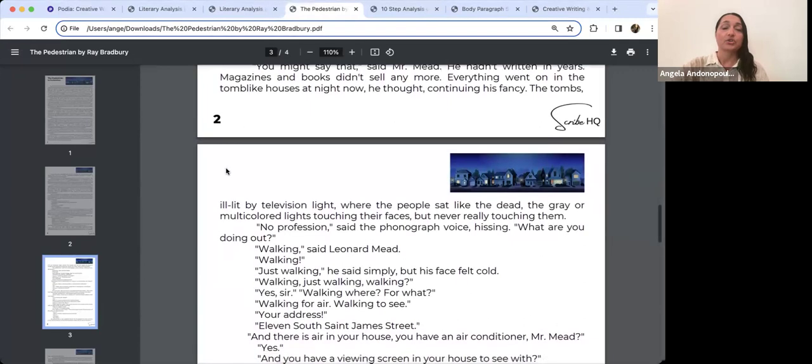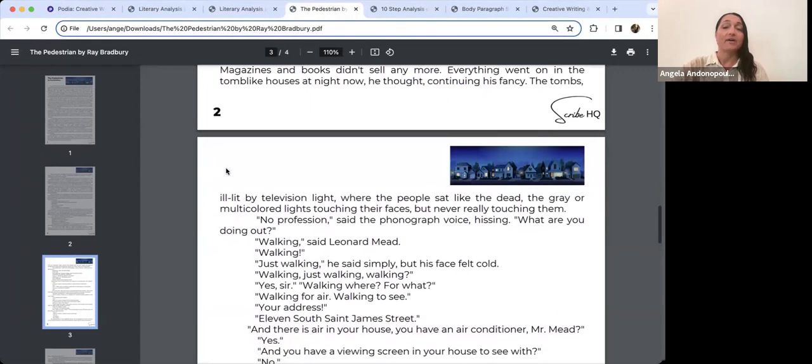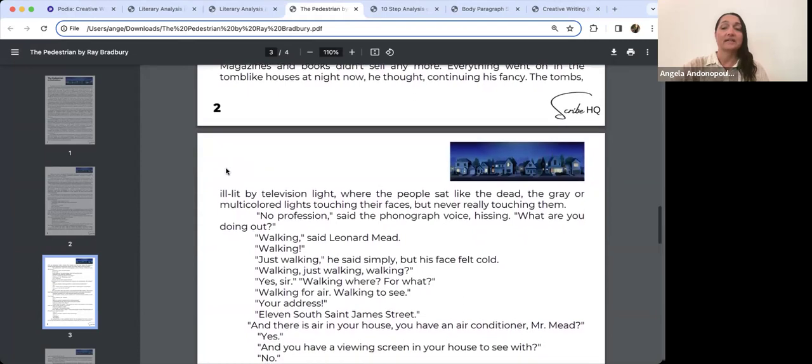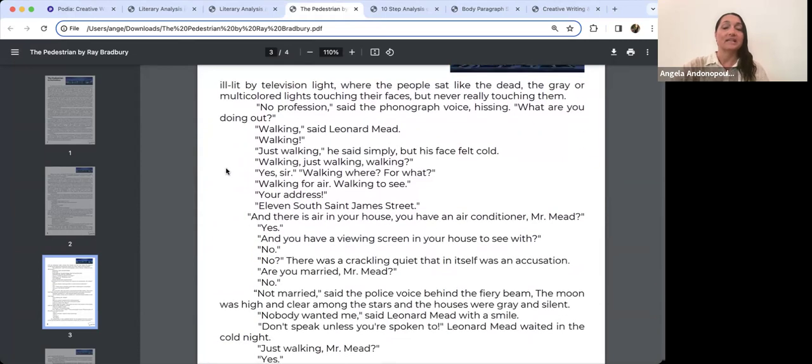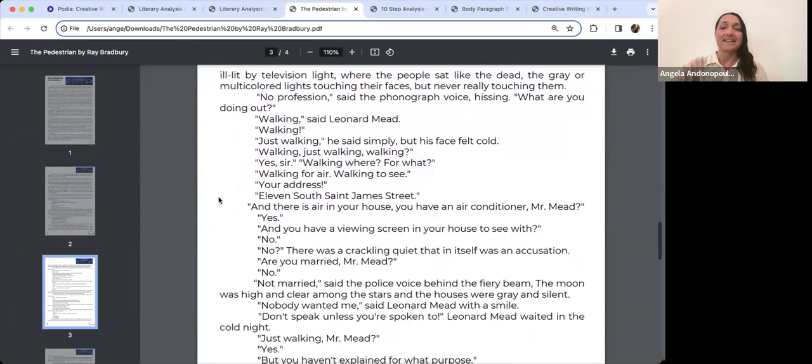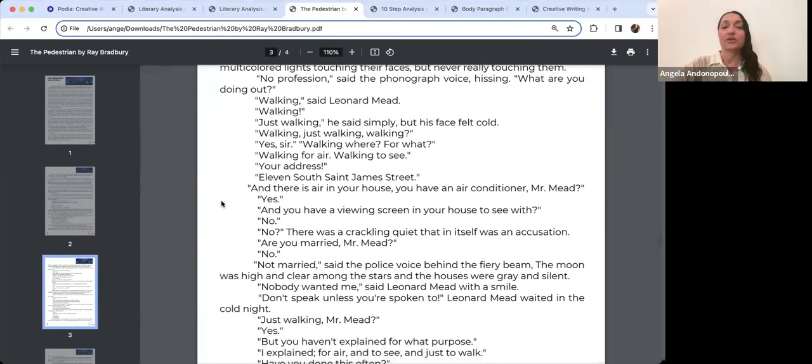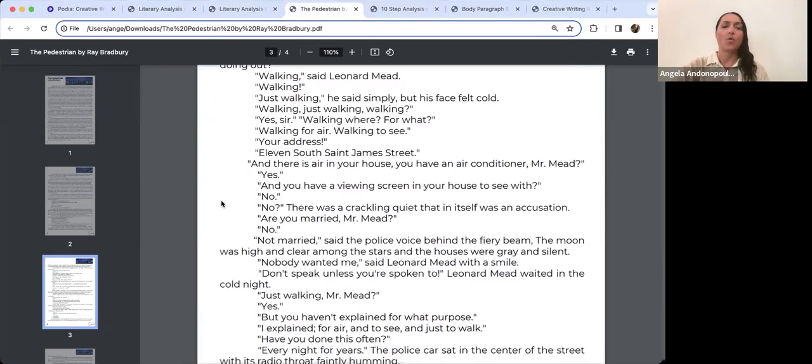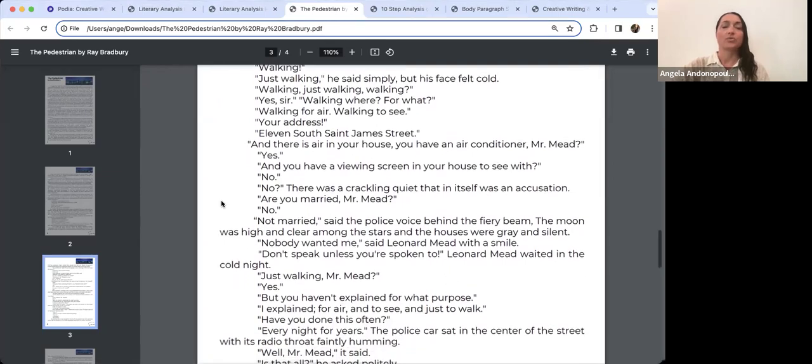Everything went on in the tomb-like houses at night now, he thought, continuing his fancy. The tombs, ill-lit by television light, where people sat like the dead, the grey, or multicoloured lights touching their faces, but never really touching them. "No profession," said the phonograph voice hissing. "What are you doing out?" "Walking," said Leonard Mead. "Just walking," he said simply, but his face felt cold.